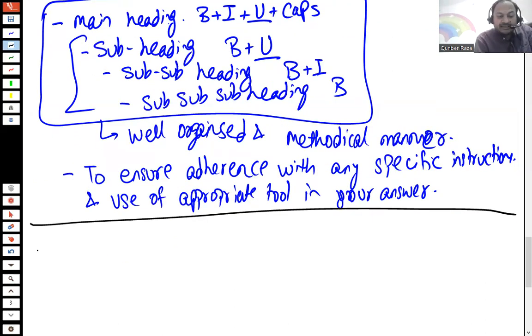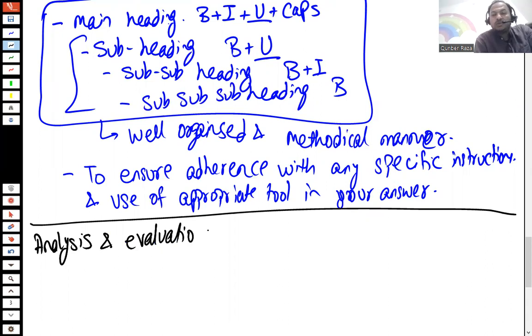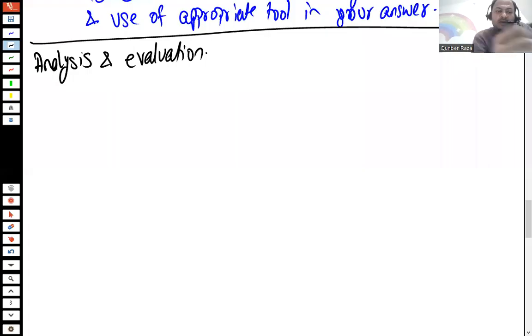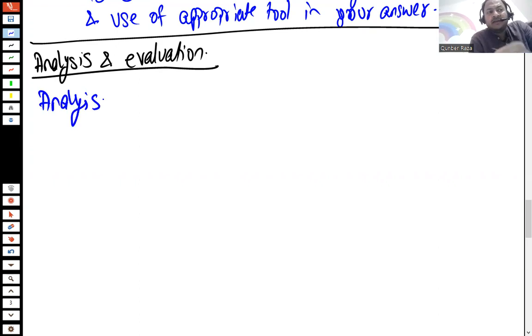The second skill is about analysis and evaluation. So now what is expected in this professional skill of analysis and evaluation? In this professional skill, let me divide it and discuss it in different dimensions.